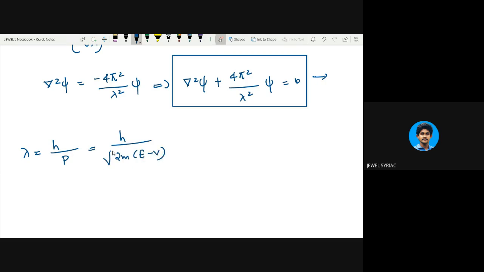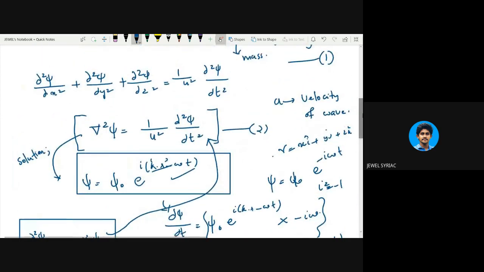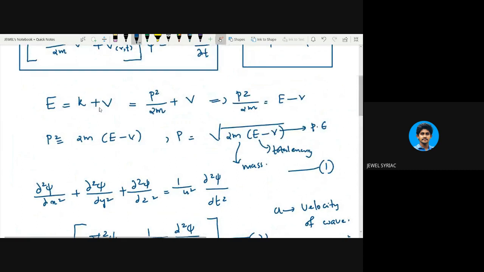So we can write such an expression for p. Isn't this what we derived first? If we just go back up, initially we did that: what is the total energy of a particle? It is the sum of kinetic energy plus potential energy. Using that principle, we said momentum of an electron or some particle can be represented in terms of total energy and potential energy as p is equal to root 2m into E minus V.